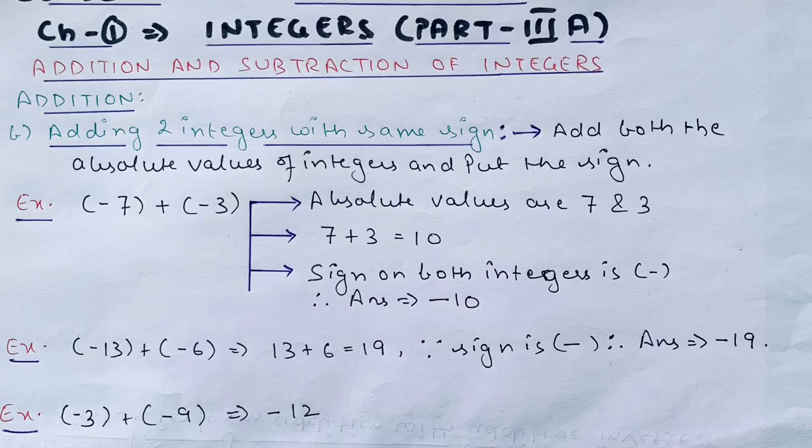Minus 7 plus minus 3. Both have a minus sign, the same sign. You just add 7 and 3. The absolute values are 7 and 3, so you add 7 and 3. 7 plus 3 becomes 10, and only one sign is there, minus. So the answer will become minus 10.